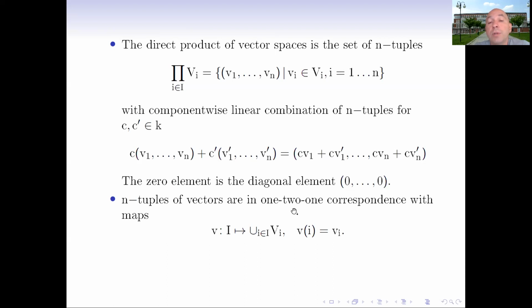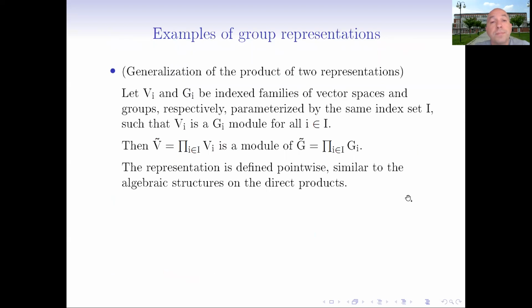N-tuples of vectors are in one-to-one correspondence with maps which associate to every element from the index set, which is finite here, the corresponding component. So v applied to i is v_i. If the index set is finite, then obviously the direct sum is the same as the product, because for the direct sum we require that only a finite number of components is non-zero, but here we have only a finite number. So the condition is always satisfied. So in this case, the direct product is the same as the Cartesian product.